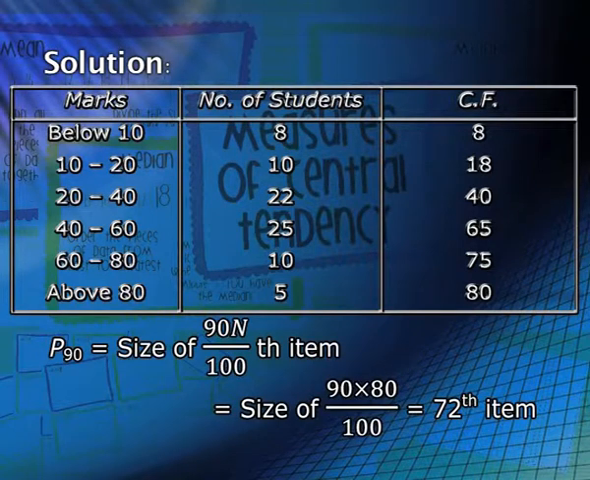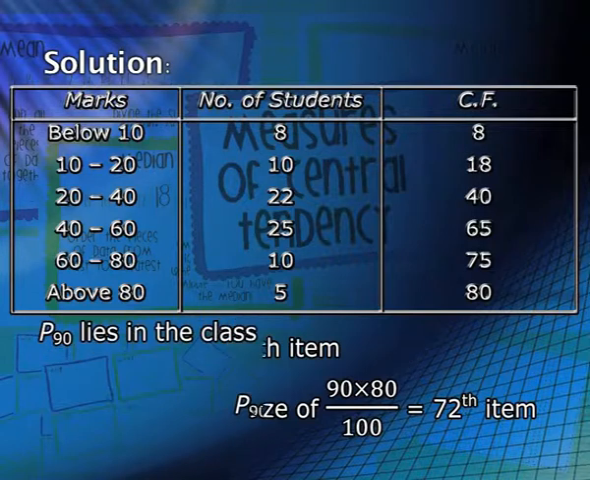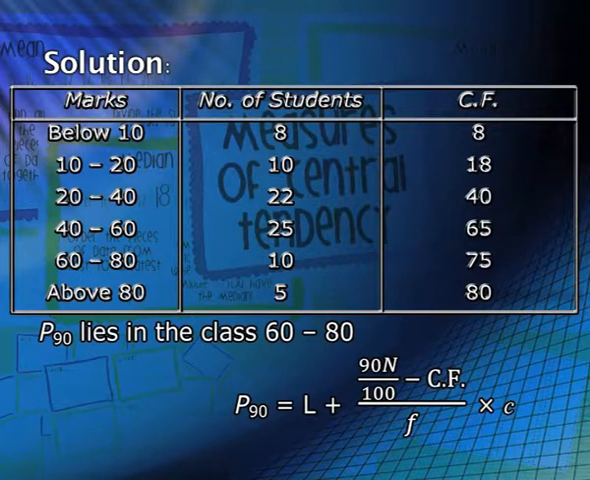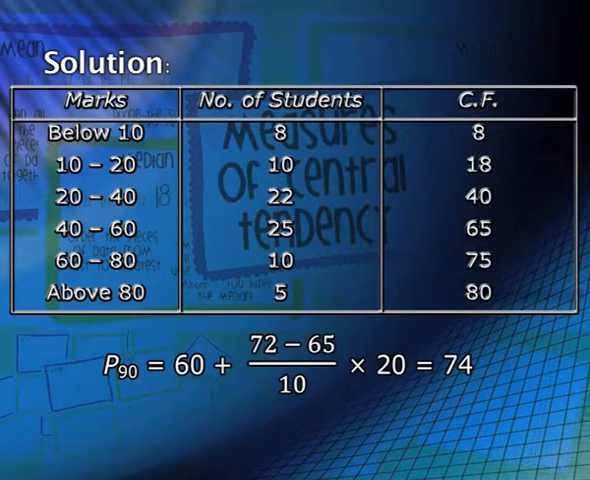Let's do the calculation for P90. P90 is the size of 90n/100th item, that is equal to size of 90 times 80/100, which is equal to 72nd item. So P90 lies in the class 60 to 80. Let's apply the interpolation formula: L plus (90n/100 minus CF) divided by F into C. So P90 is equal to 60 plus (72 minus 65)/10 into 20. The whole thing is equal to 74.